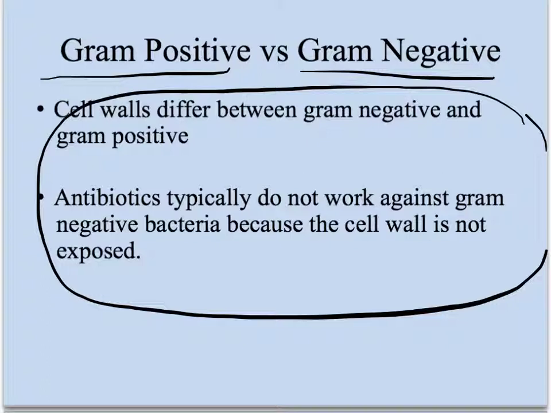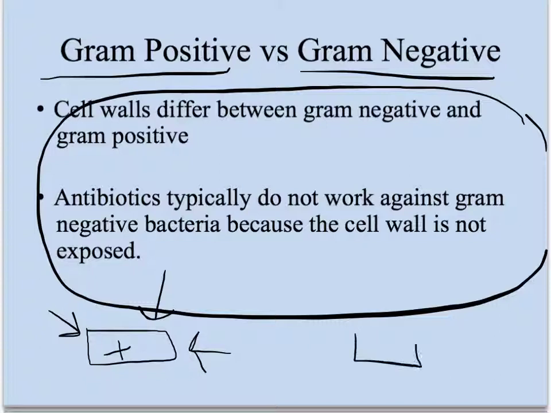So antibiotics typically do not work against gram-negative bacteria because the cell wall is not exposed. So in gram-positive, it's just a cell wall. Then the antibiotics can attack it. In gram-negative, they have a cell wall, and they also have this outer membrane, and the antibiotics can't get to the cell wall to destroy it.